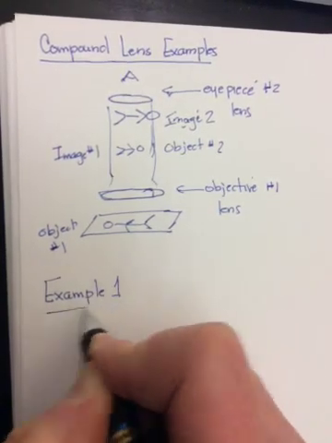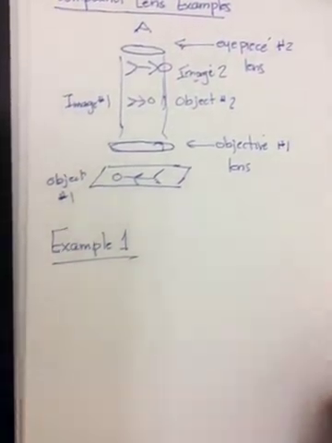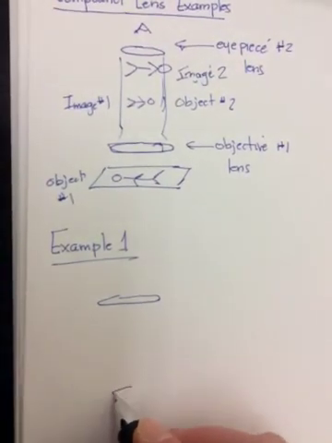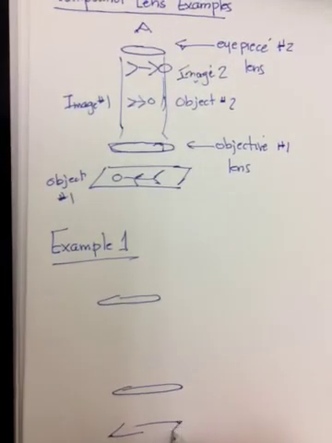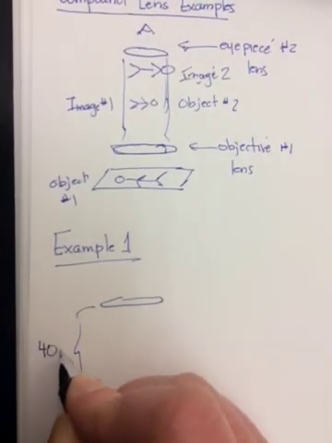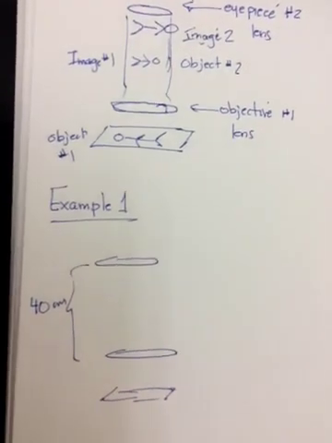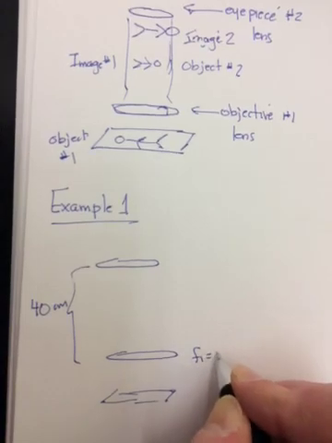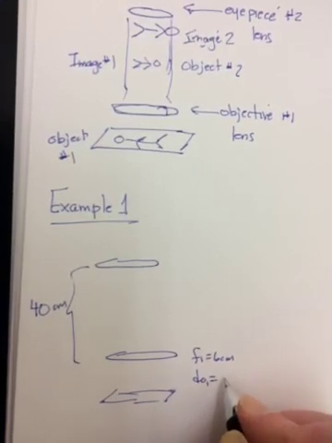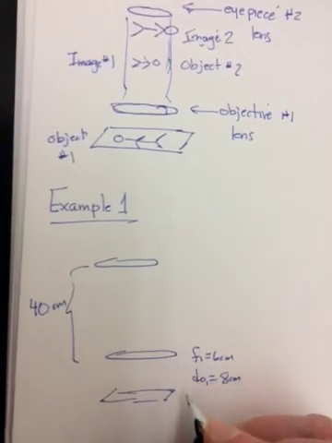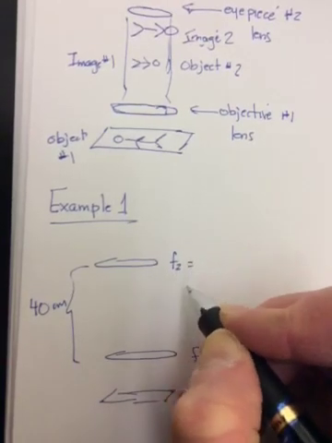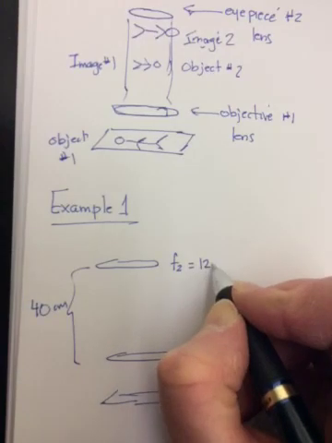So example 1. Let's say a microscope, and I'm going to draw it. Here's one lens, and they're both convex lenses. Here's the other lens. Here's my object. In the question, it would probably tell you the distance between the lenses is 40 centimeters, and the focal length of the first lens is 6 centimeters, and that the object, DO, for the first lens is 8 centimeters from the lens. Then it would have to tell you the focal length of the second lens, which is 12 centimeters.